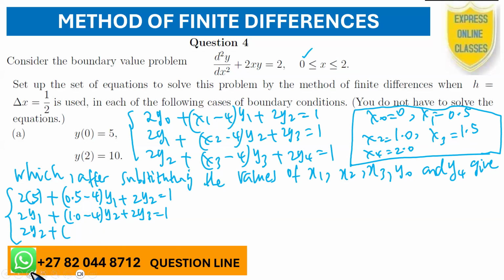So we substitute. Minus, yeah, that is x3. Then we subtract 4. y3 we don't know. y4 we know, because from this is a y0 and then y4. So we have this.